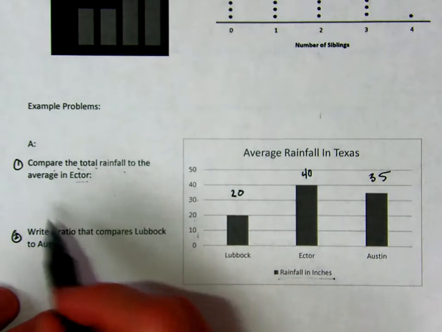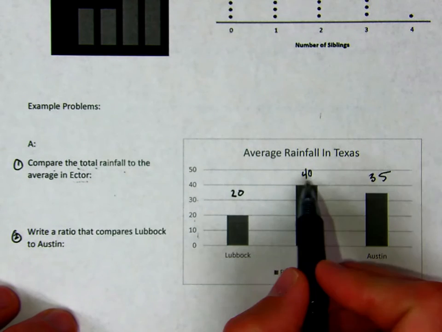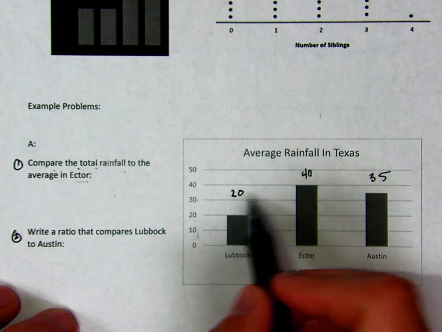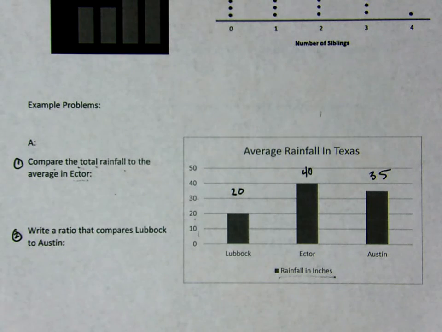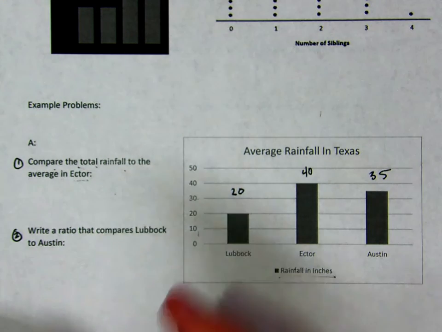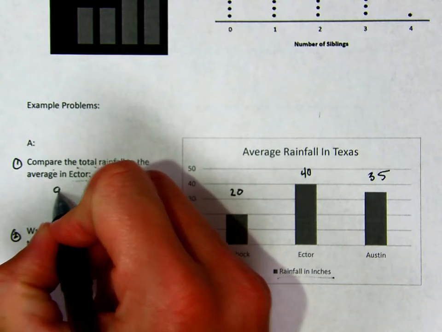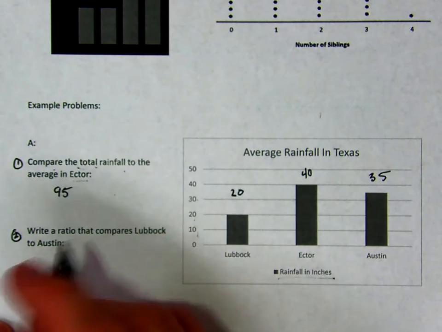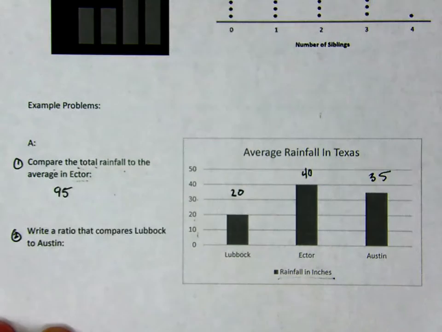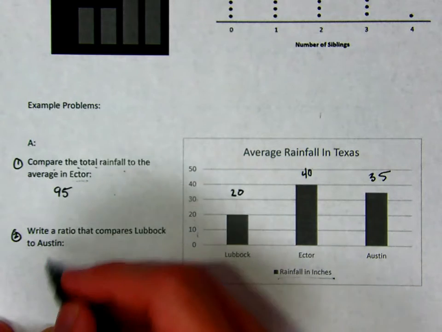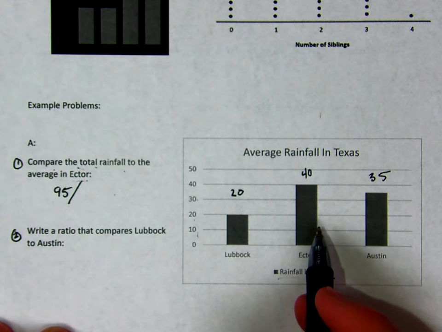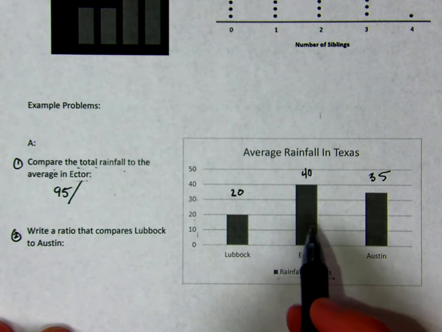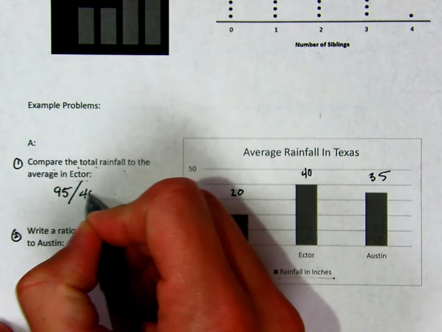Okay, so our total. So what we need to do is just add these up. 40 plus 20 plus 35. Yep, that makes our total 95. So our total is 95. Okay, we're comparing. I told you those comparisons can be a ratio, fraction. I'm going to go ahead and make a fraction. Okay, our total to our average in Ector. Okay, so our average in Ector is 40.